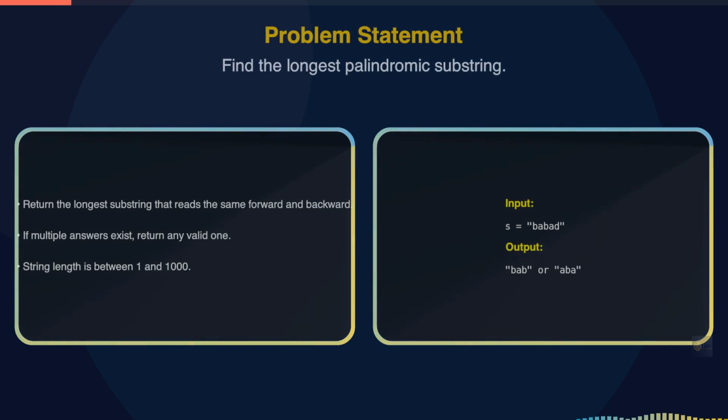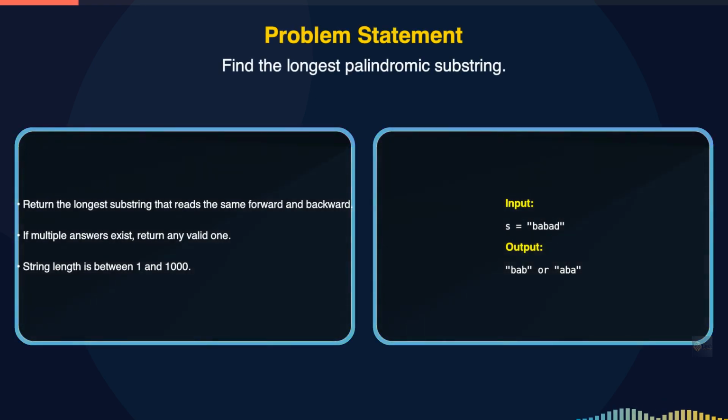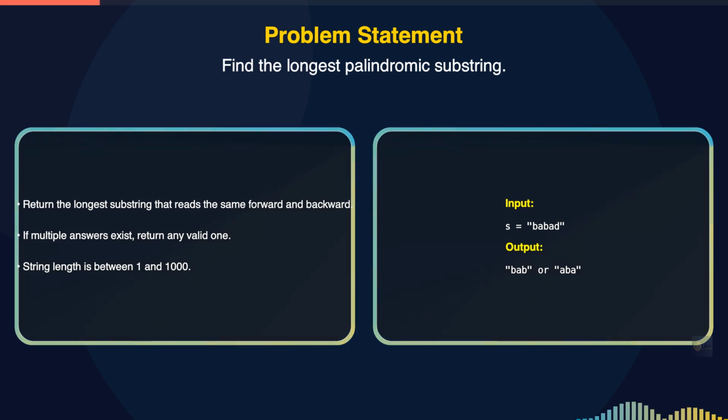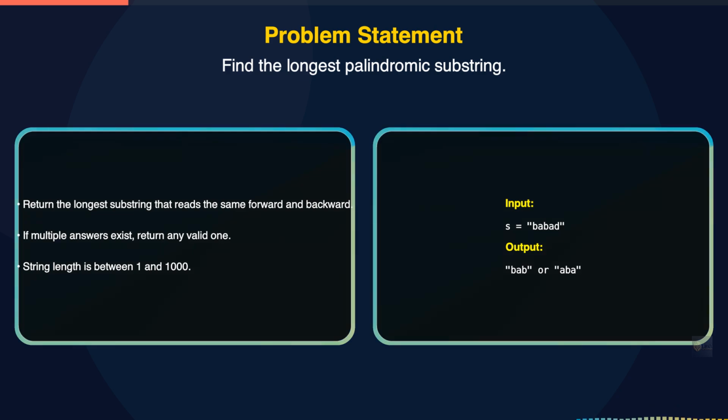Given a string S, return the longest substring that reads the same forward and backward. A palindrome mirrors itself, like racecar or ABA. For example, if S equals Babbitt, the answer can be Bab or ABA, because both are length 3 and fully symmetric. If S equals CBBD, the answer is BB.